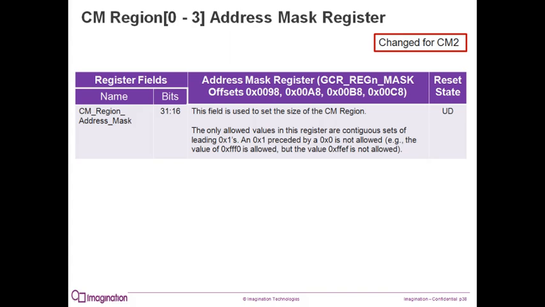The CM region address mask determines the size of the region. The requested address is logically ANDed with the value of this register. The value of the associated base address register is also ANDed with the value of this register. If both outputs match, then the request is routed to the CM region. Only contiguous values are allowed. In other words, zeros between ones is not allowed in the mask.